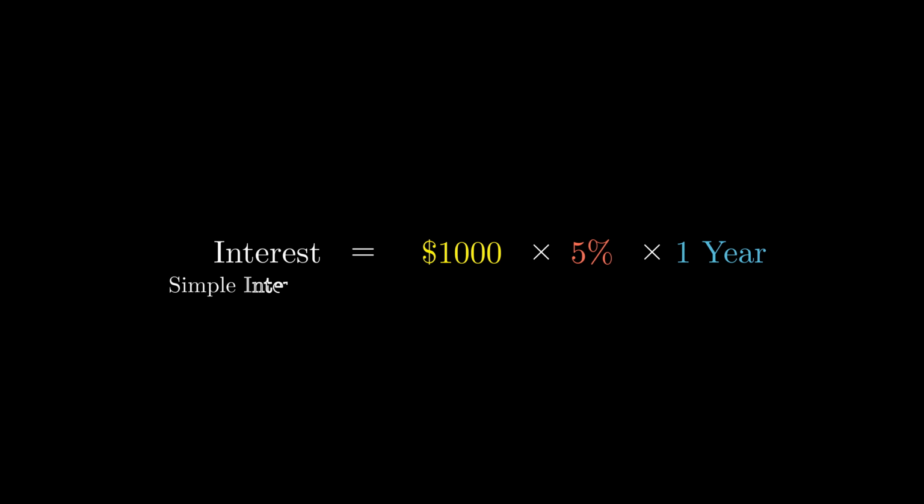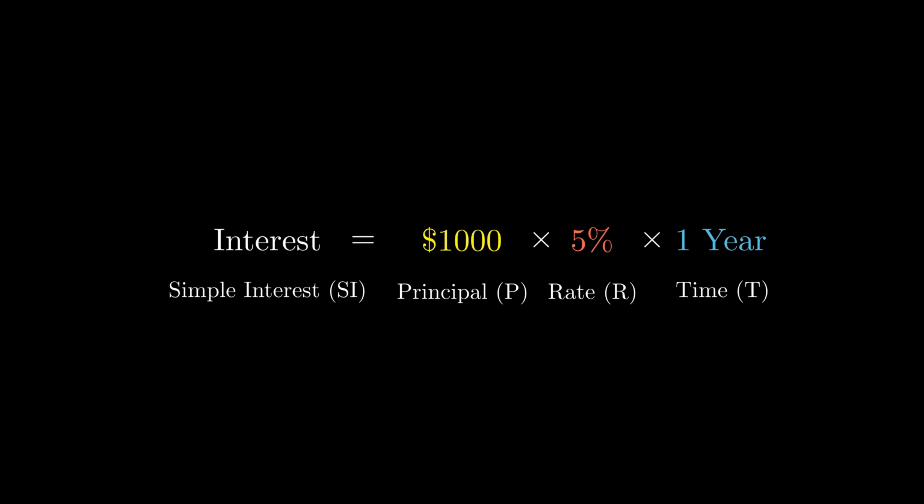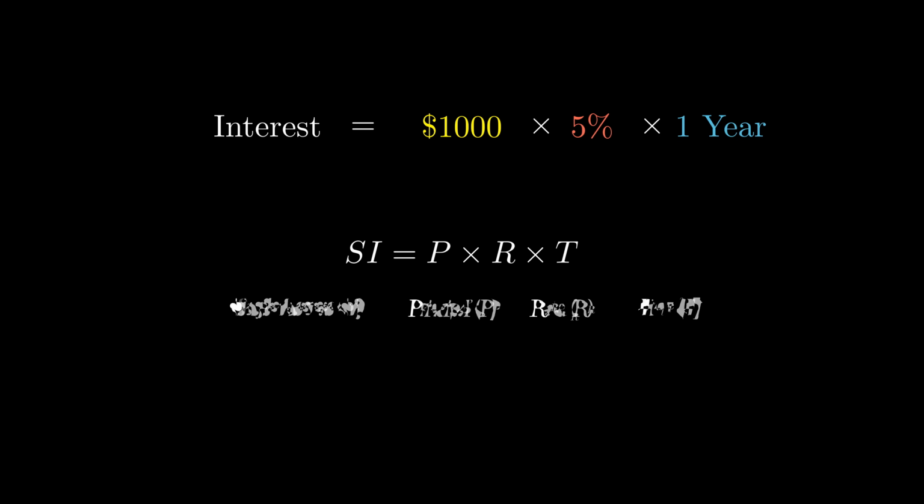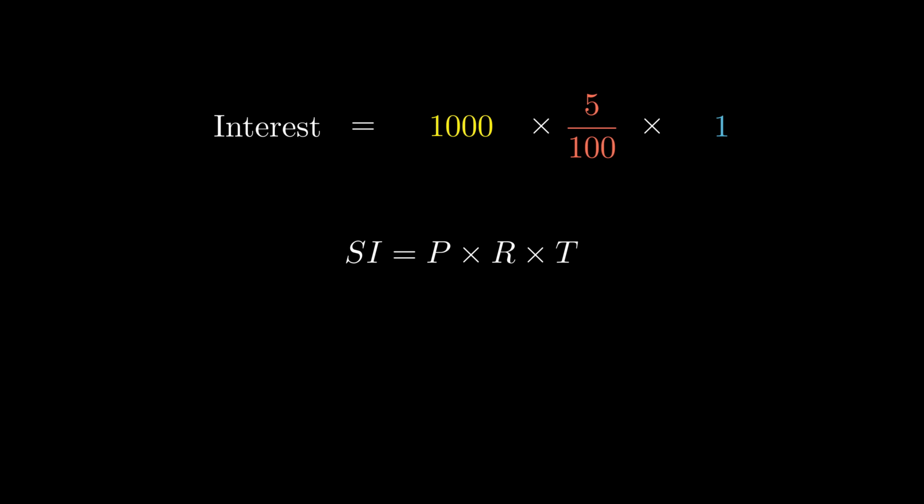These values stand for simple interest, principal, rate, and time. With these, we get this formula, which shows how to calculate simple interest. To solve this, we can either convert the rate to a decimal by dividing by 100 or divide PRT by 100. Both ways work. Now, let's calculate the interest.